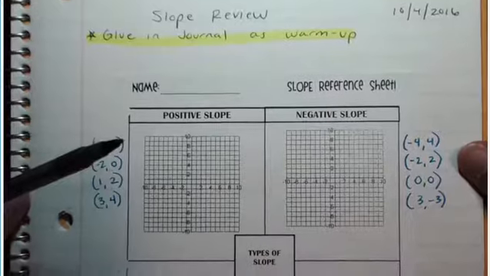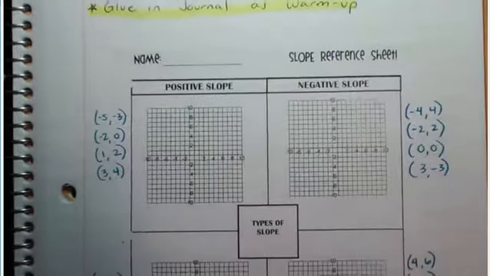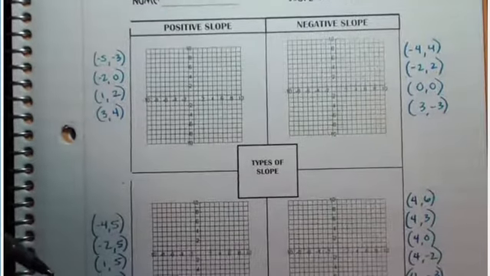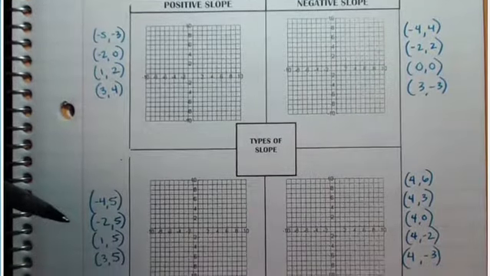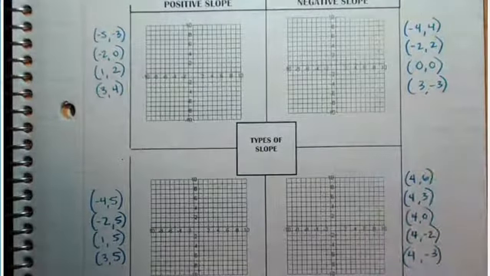And for the warm-up, again, we're gluing in this half sheet. And when you are done gluing that in and waiting patiently for everyone to finish up, what I did here is I wrote down some ordered pairs for each graph. And I want you to graph these.